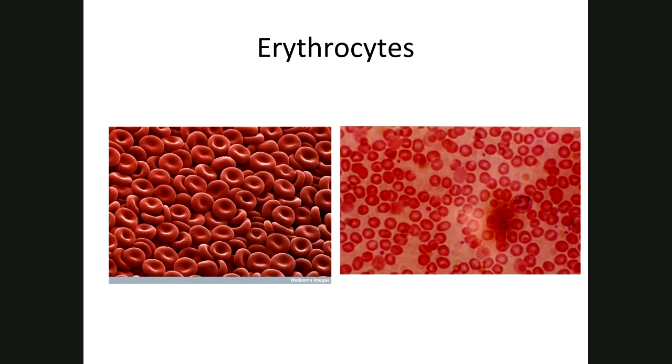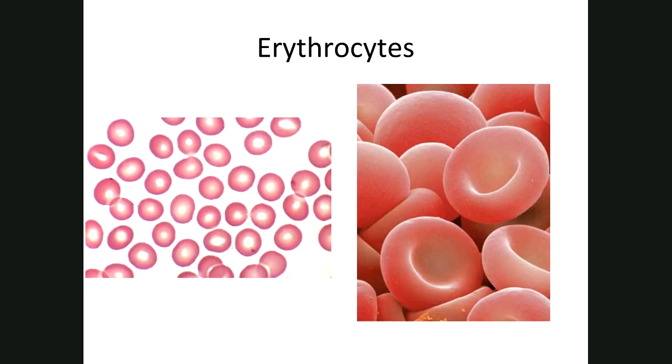Well, we have a ton of red blood cells. We have about, on the average, about 5 million of them in every milliliter of blood. So there's a ton of them. So when you look at a blood slide, you're going to see red blood cell after red blood cell after red blood cell. There's just tons of them.